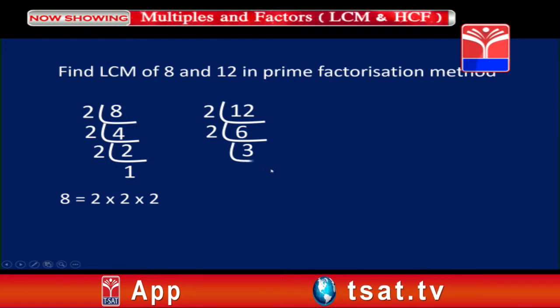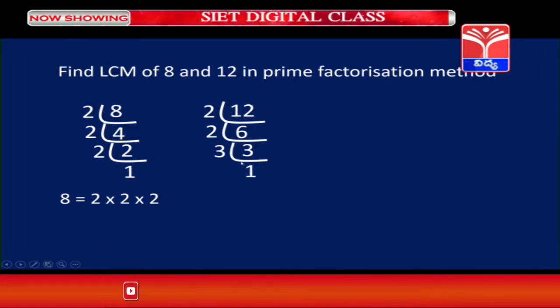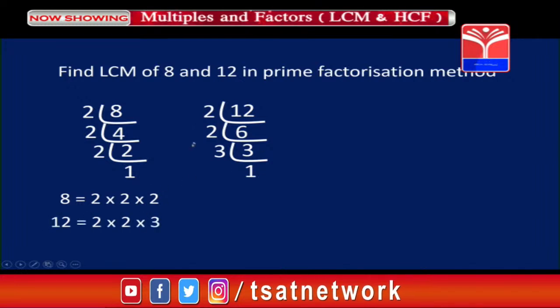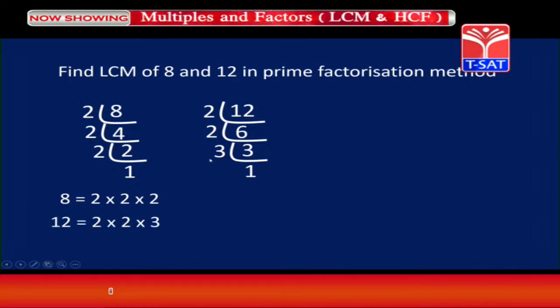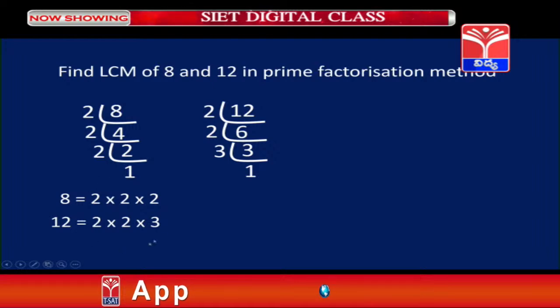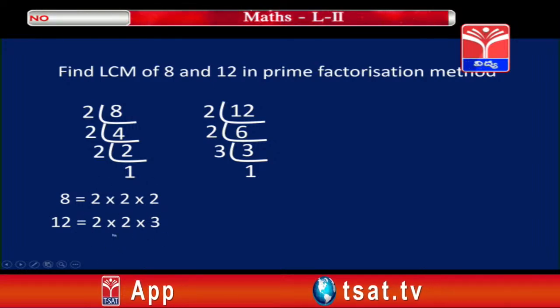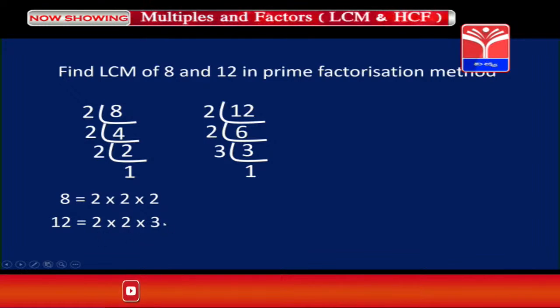So in this manner we need to divide any composite number by prime numbers. Now write the product of prime numbers, these 3, to get the 12. So 12 is equal to 2 into 2 into 3. Now observe these two. Here we are observing 3 times 2. Here 2 times 2 and 1 time 3.